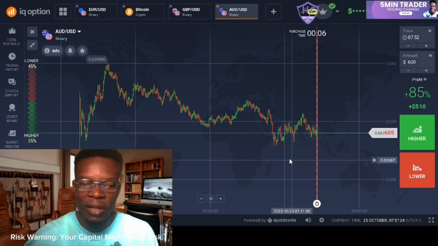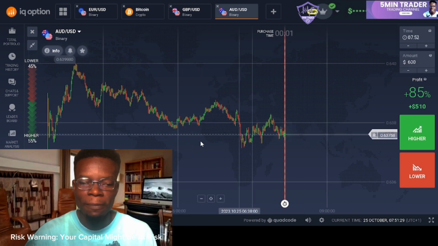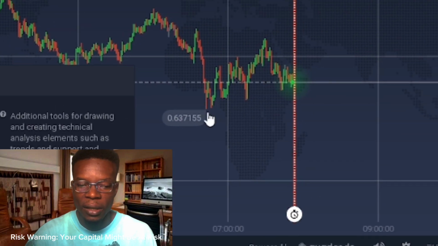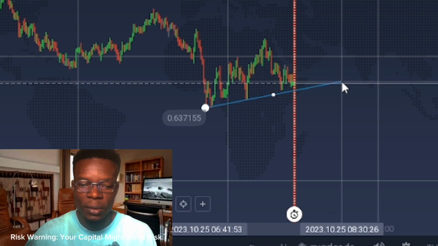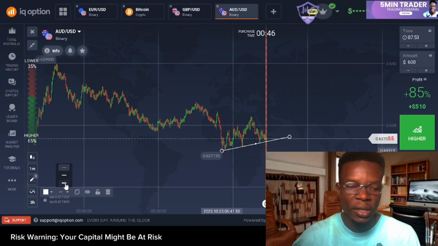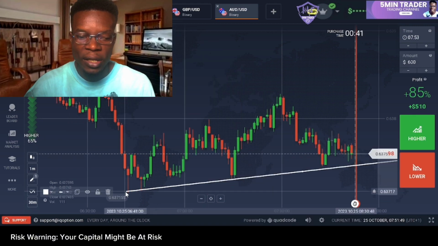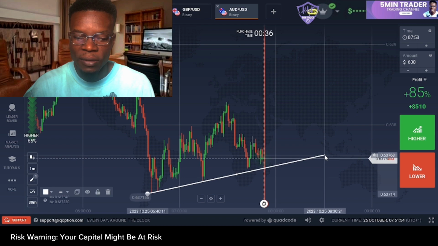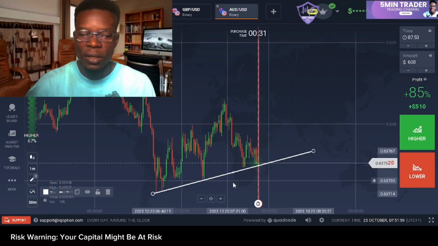So the first thing I will do, now that I understand that this is a downtrend for quite some time, is go with it. I'm going to draw a trend line on this support level somewhere here, and I will make this white and bold just so you can see. I'm trying to draw the trend line correctly so that I do not miss out on anything, so I'm going to make it as correct as possible. So this looks good.